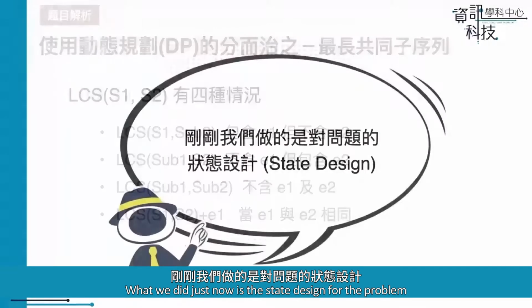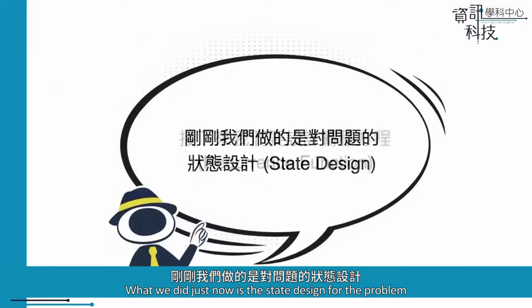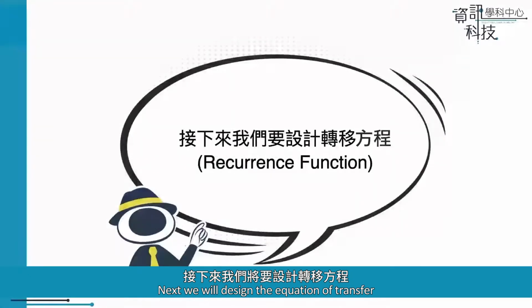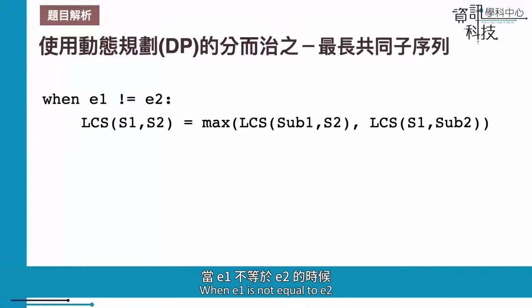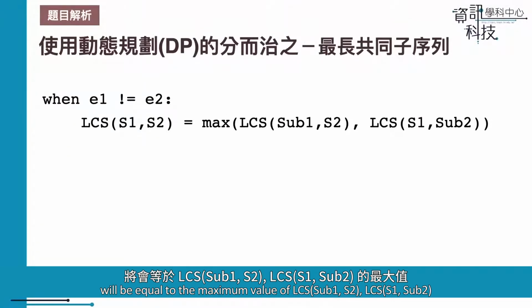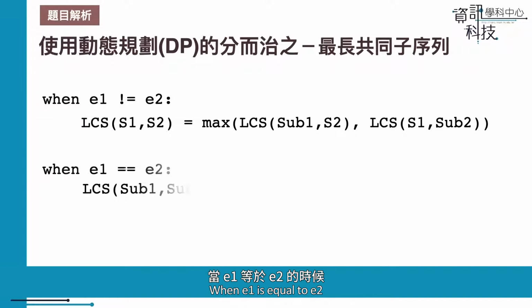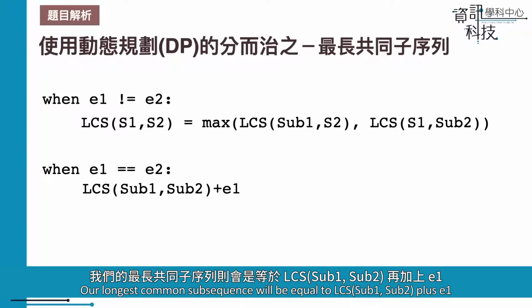What we did just now is the state design for the problem. Next, we will design the equation of transfer. When E1 is not equal to E2, our longest common subsequence will be equal to the maximum value of LCS of sub 1, S2 and LCS of S1, sub 2. When E1 is equal to E2, our longest common subsequence will be equal to LCS of sub 1, sub 2 plus E1.